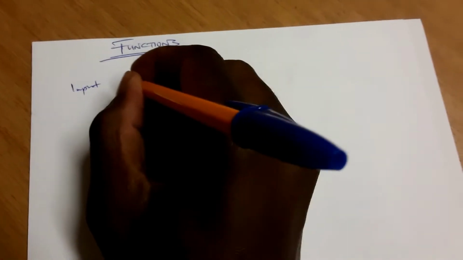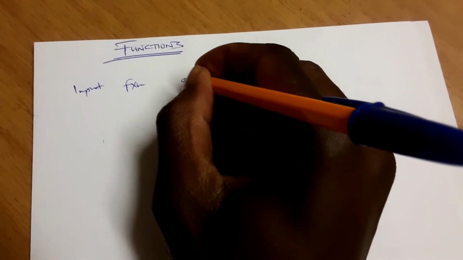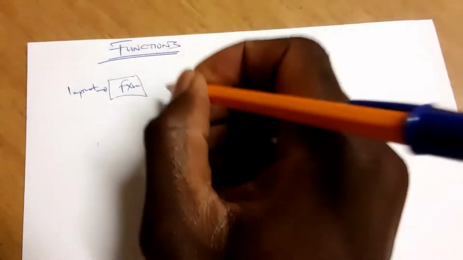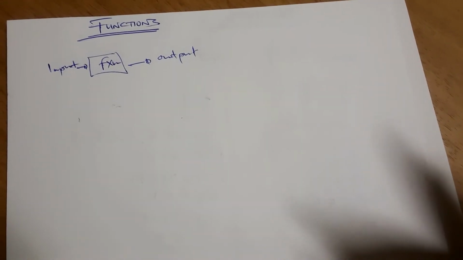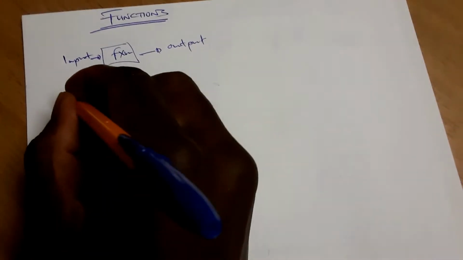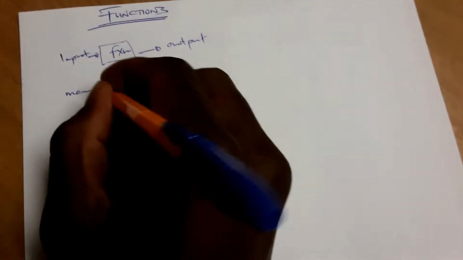So a function is used to map an input into an output. So we are saying we have an input, then we have a function, then we have an output. So we are saying that a function is used to map this input into an output. So we have two different types of function. We have many to one function.